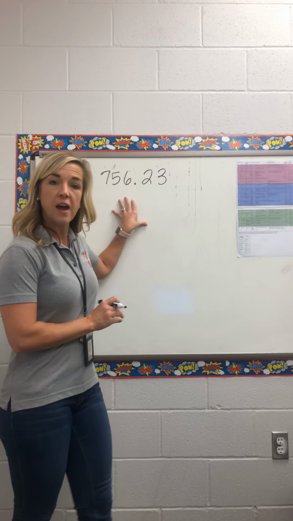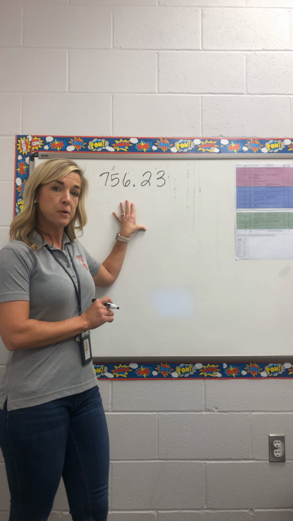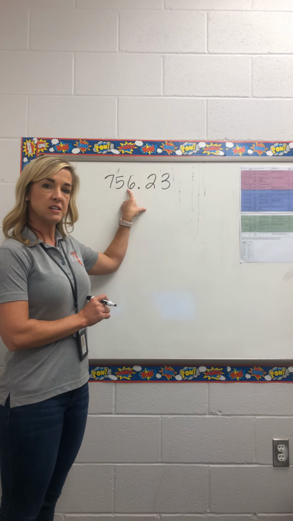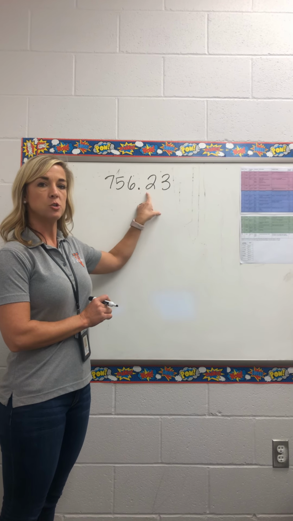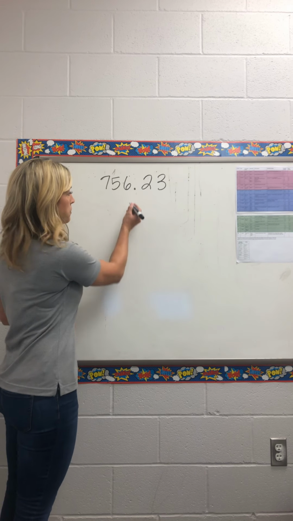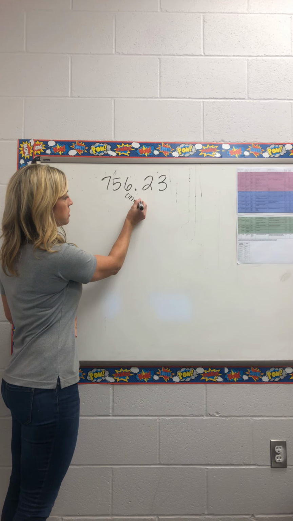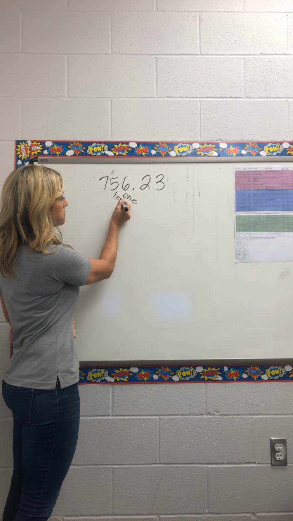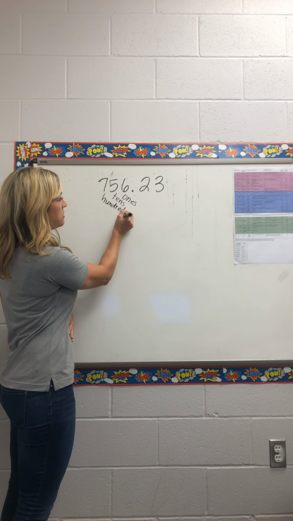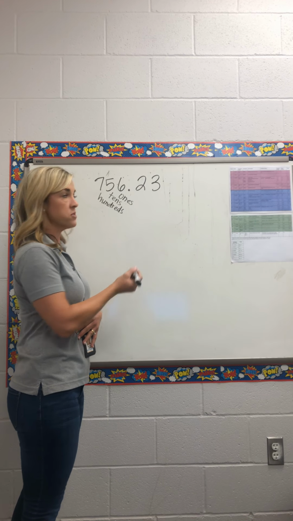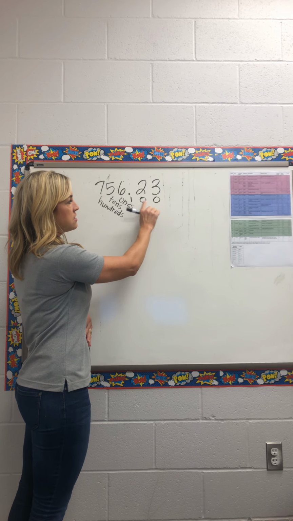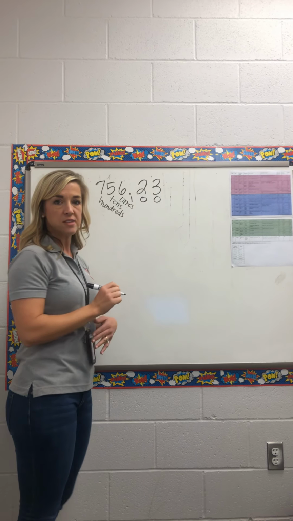What we do first is we have the students read the decimal number, starting with the whole number side first: 756 and 23 thousandths. Another strategy we have them do is write down the place value for each one of the numbers or the digits. And they can write the 1 and the zeros for the decimal place value to help them remember that 2 is in the tenths and 3 is in the hundredths.